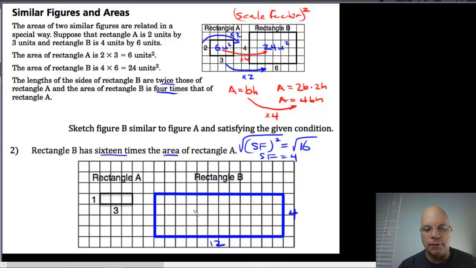This 4 by 12 rectangle would have an area of 48 units squared. This 1 by 3 rectangle would have an area of 3 units squared. 3 times 16 is 48, so it looks like we did it right. And so all we were asked to do was sketch the rectangle B, and we've got the dimensions in the sketch, so that completes the problem.